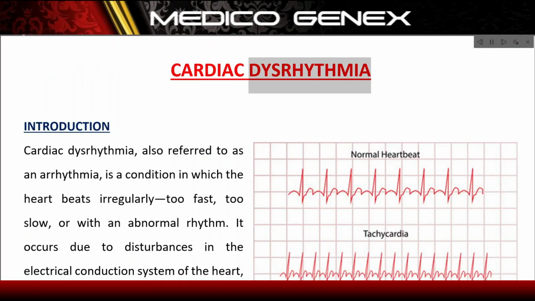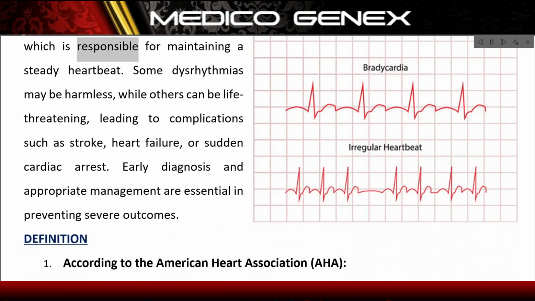Cardiac dysrhythmia. Introduction. Cardiac dysrhythmia, also referred to as an arrhythmia, is a condition in which the heart beats irregularly, too fast, too slow, or with an abnormal rhythm. It occurs due to disturbances in the electrical conduction system of the heart, which is responsible for maintaining a steady heartbeat. Some dysrhythmias may be harmless, while others can be life-threatening, leading to complications such as stroke, heart failure, or sudden cardiac arrest. Early diagnosis and appropriate management are essential in preventing severe outcomes.